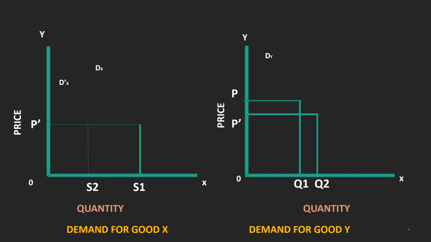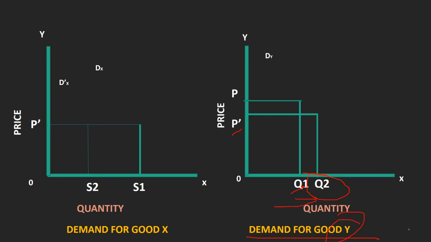Let's understand with the help of a graph. There are two goods, X and Y. The demand for good X and demand for good Y. Let's see the scenario of good Y. When the price is OP, the quantity demanded is OQ1. When the price is OP dash, the quantity demanded is OQ2. When price falls from P to P dash, the quantity demanded rises from Q to Q dash.